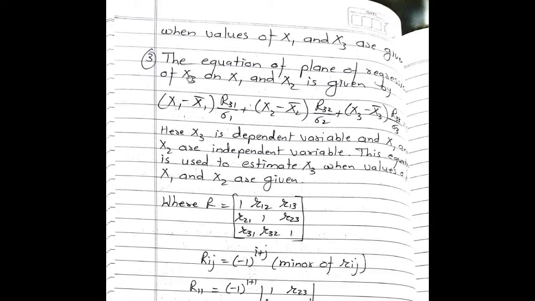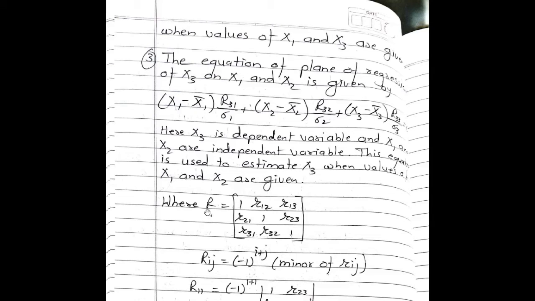Third equation. The equation of plane of regression of x3 on x1 and x2 is given by (x1 minus x1 bar) R31 upon sigma 1 plus (x2 minus x2 bar) R32 upon sigma 2 plus (x3 minus x3 bar) R33 upon sigma 3 is equal to 0. Here x3 is a dependent variable and x1 and x2 are independent variables. This equation is used to estimate x3 when values of x1 and x2 are given.